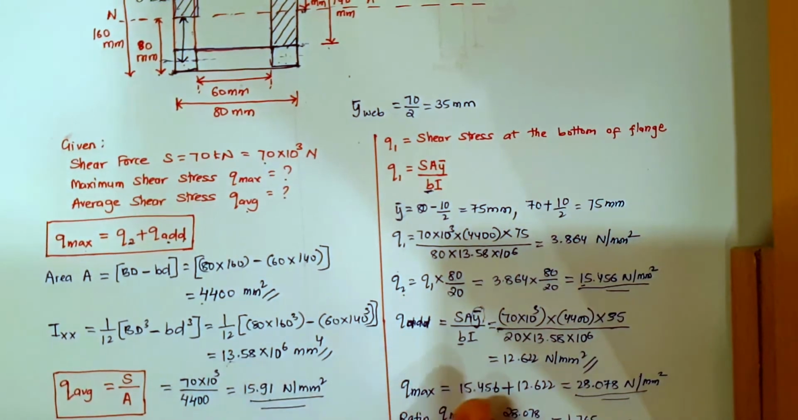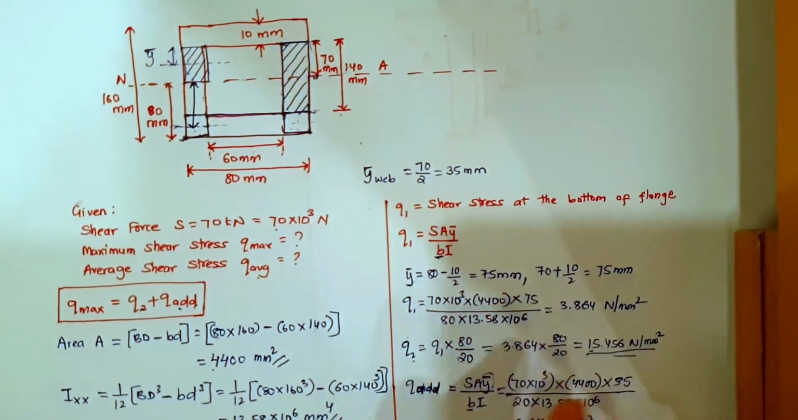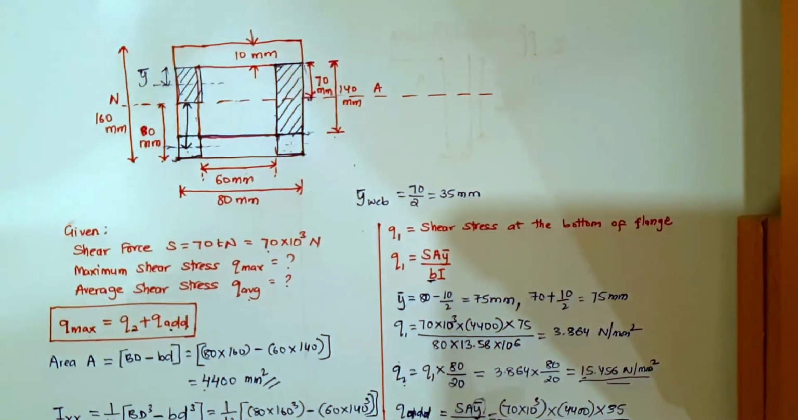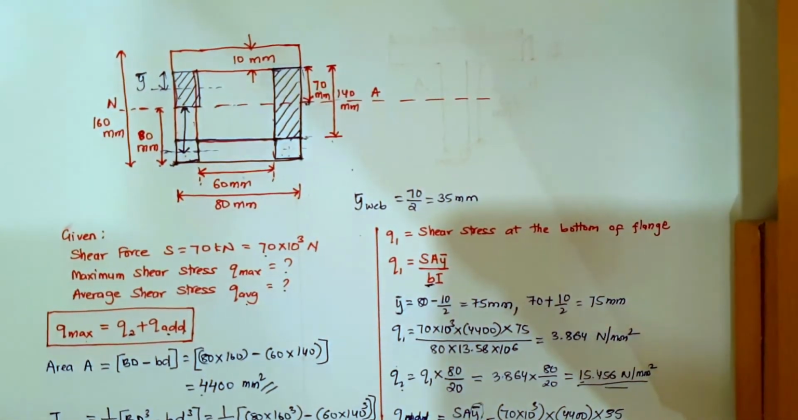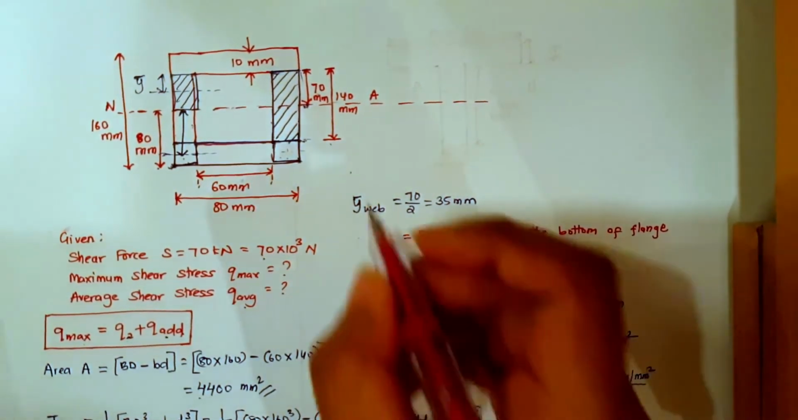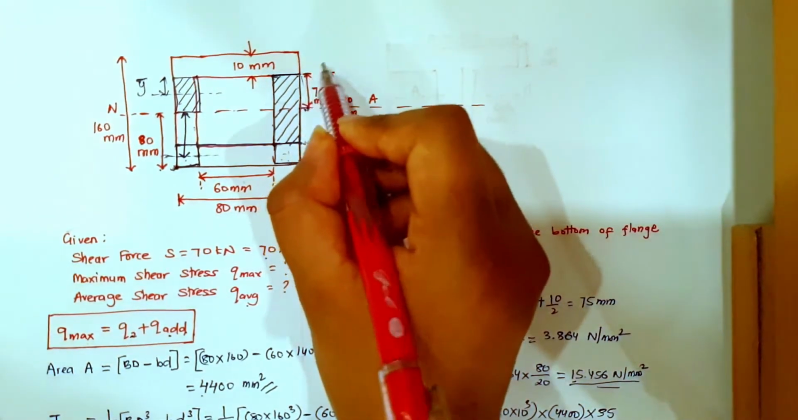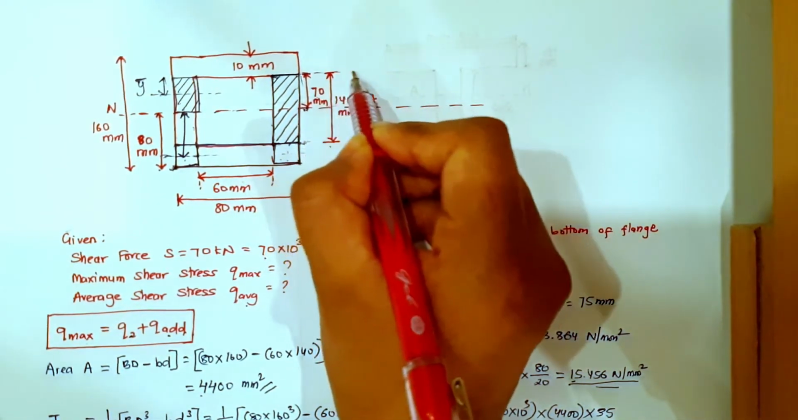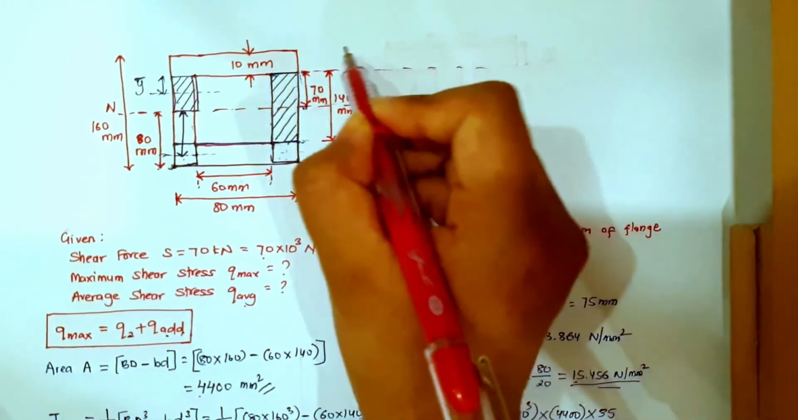Okay, now let us draw the shear stress distribution diagram. For this hollow rectangular section, the flange portion is there, right? So we will draw an imaginary line, draw it across the whole width from here.